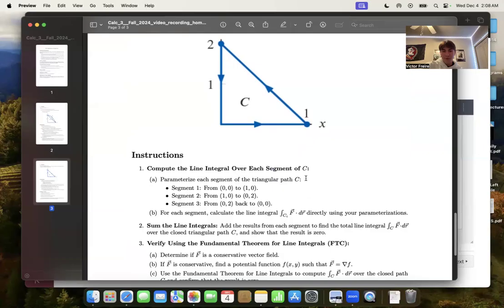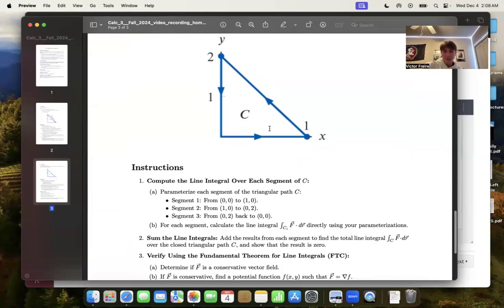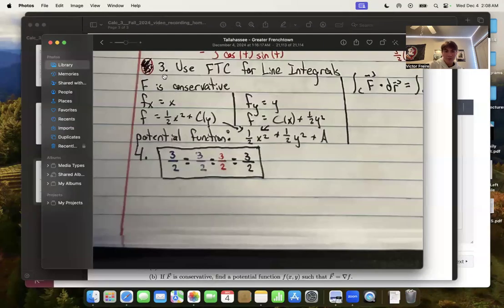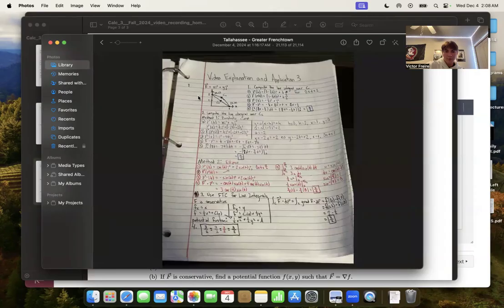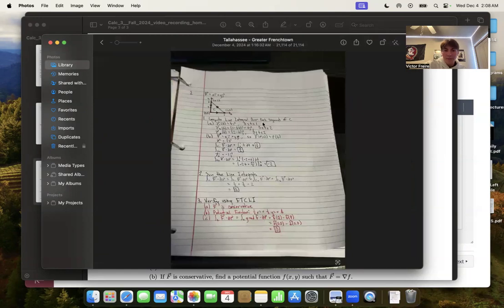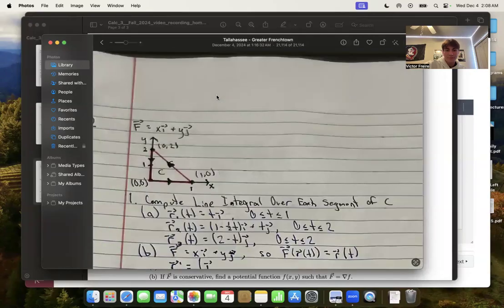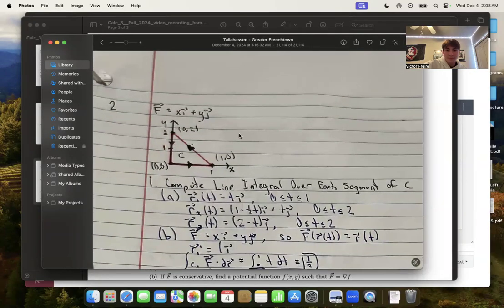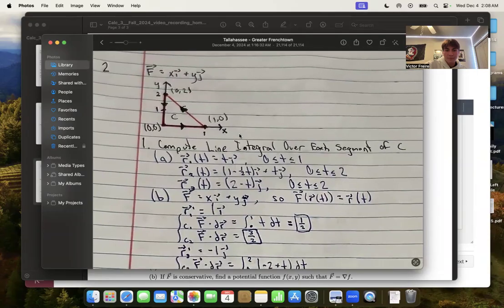So let's start with segment 1, from (0, 0) to (1, 0). Let me go to my work here real quick. Zoom out real quick. Okay, so there you go. Once again, I just wrote that f equals xi plus yj, and I drew the little triangular path of the curve C.